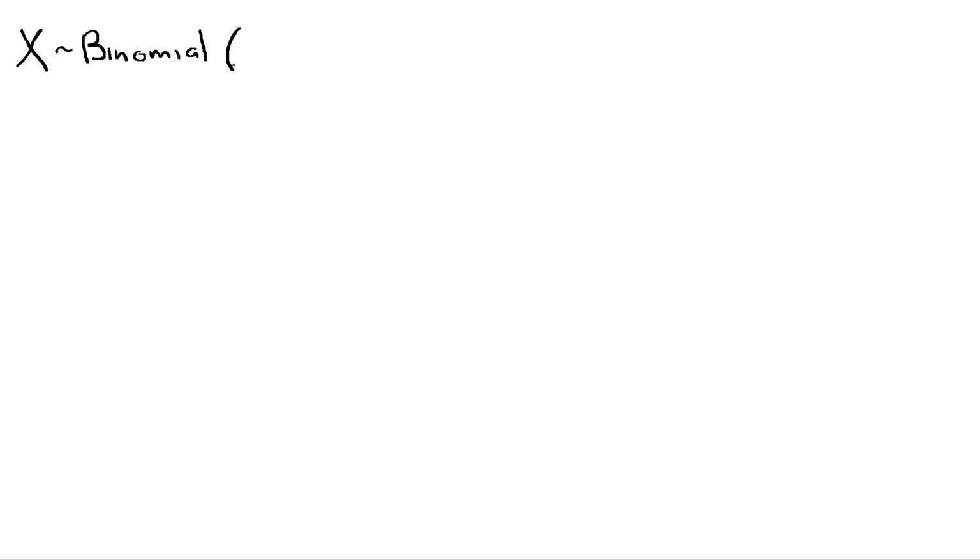Suppose we have a random variable x that has a binomial distribution with n equaling the number of independent trials and p, little p there, is equal to the probability of a success on a single trial. Then x is going to compute the number of successes in n trials.